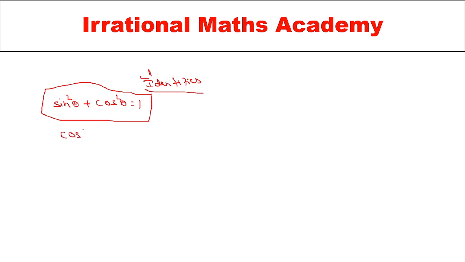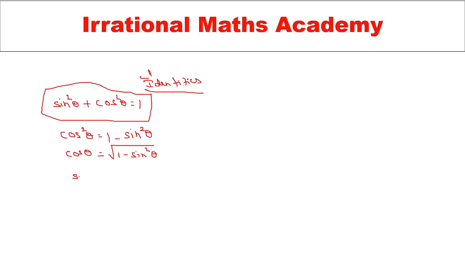Cos squared theta equal to what happens? 1. If I take sin squared theta to that side, what happens? Minus sin squared theta. In any case, if they ask us to write down cos theta in terms of sin theta, you can write it this way. Cos squared theta equal to 1 minus sin squared theta, or cos theta equal to under root of 1 minus sin squared theta. Is it clear? From this identity only we wrote this one.